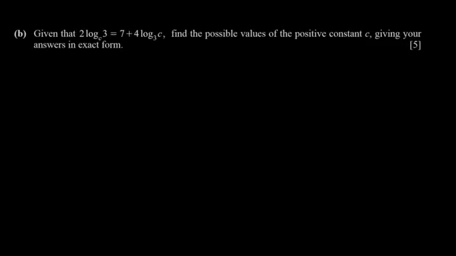Okay, so here we are in part B of our logarithm question. It is given that 2 log base c of 3 is equal to 7 plus 4 log base 3 of c. We want to find the possible values of the positive constant c, giving our answers in exact form.